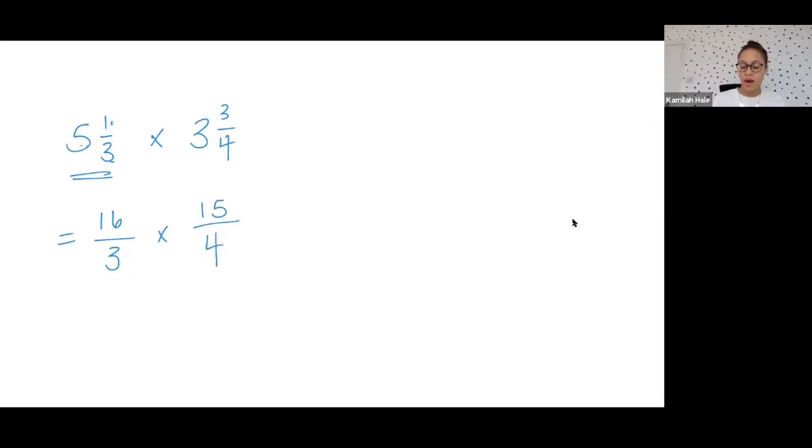Now, we can't simplify vertically, but remember with fractions, we are allowed to simplify diagonally when we're multiplying. So if these numbers will cancel out, then I can do that. And if these numbers will cancel out, then I can simplify that way. So as long as I've got a numerator and a denominator pair, then I'm fine.